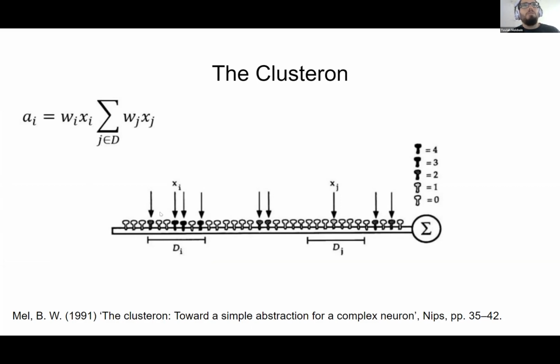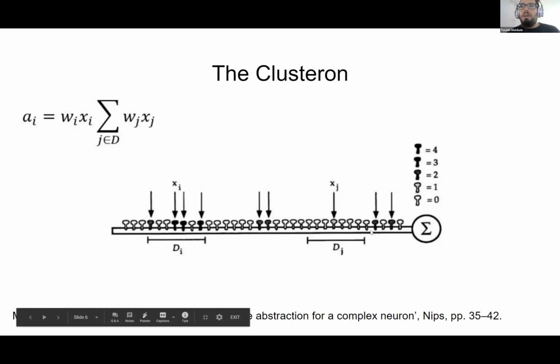So the activation of each synapse, which is A_i, so let's say the activation of this synapse here, is defined by that weighted input times the sum of the weighted inputs within a particular length of dendrite called the domain, or D_i. So each of these synapses has this activation, which is the product of that synapse with the sum of the other synapses around it. These activations of each synapse are then summed to produce the output of the whole neuron.